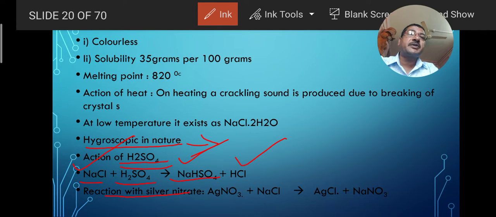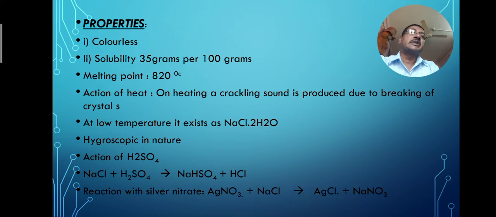If it reacts with the silver nitrate, then what will happen? Silver nitrate plus NaCl gives AgCl plus NaNO3. It is a kind of double displacement reaction where the exchange of ions is taking place when silver nitrate is reacting with the sodium chloride. So this is another property of the common salt.